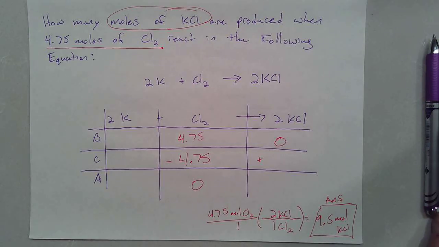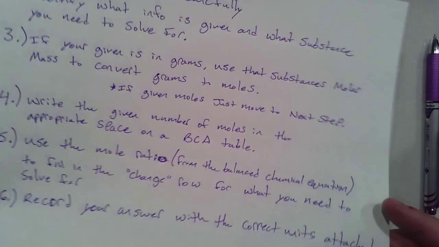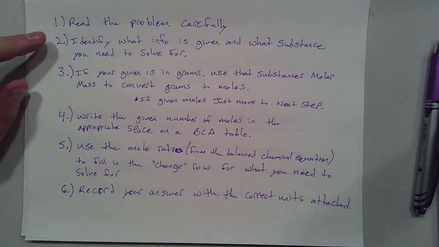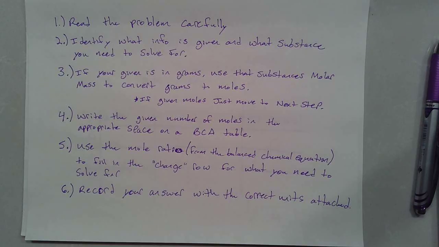So just as a recap, the important steps are: read the problem carefully, identify what info is given and what substance you need to solve for. If your given is in grams, we have to convert it. All of these problems that we looked at today, you're given in moles. Write the given number of moles in the appropriate space on the table. Use the mole ratio to convert it, and then record your answer with the correct units attached. And that's it. That's all I want for that first chunk.